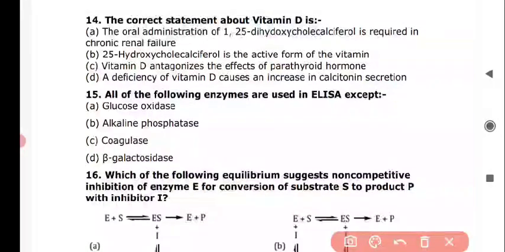Next question is the correct statement about vitamin D is, and the correct answer is option A, that is the oral administration of 1,25 dihydroxycholecalciferol is required in chronic renal failure. Next question is all of the following enzymes are used in ELISA except, and the correct answer is option C, coagulase.